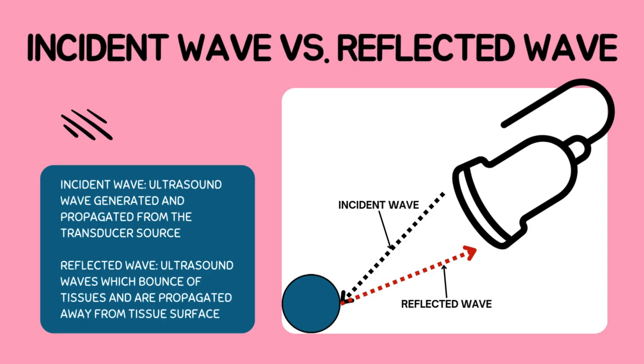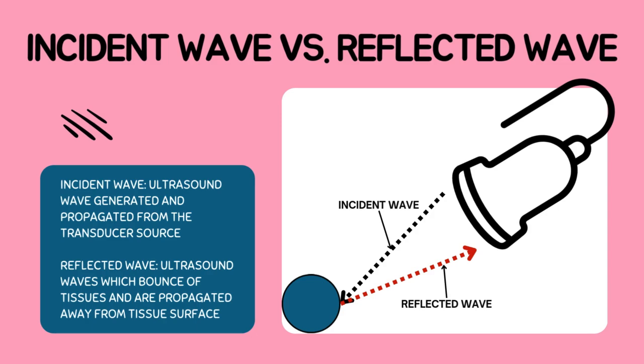Out of these incident waves, some of these ultrasound waves will encounter the object or tissue along its path and bounce off that structure and will now be propagated towards the transducer. It is these reflected waves or echoes, not the incident wave, that will determine the image brightness.